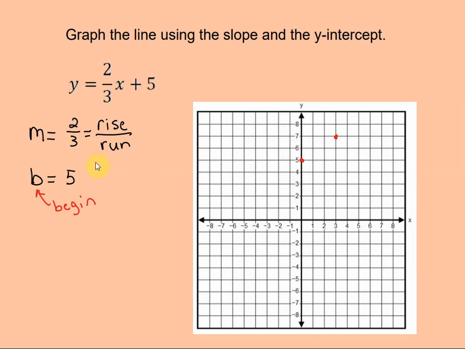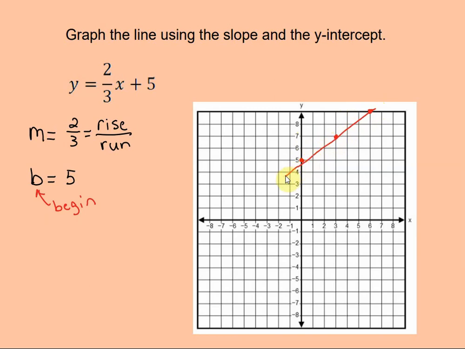If it's positive, we run to the right. If it's negative, we run to the left. Once we have our points, we can connect our dots, and we can do our slope as many times as we want to help us draw our line. So from our y-intercept, we rose 2 and ran 3. We could do it again, rise 1, 2, and run 1, 2, 3 to help us to get a longer line.